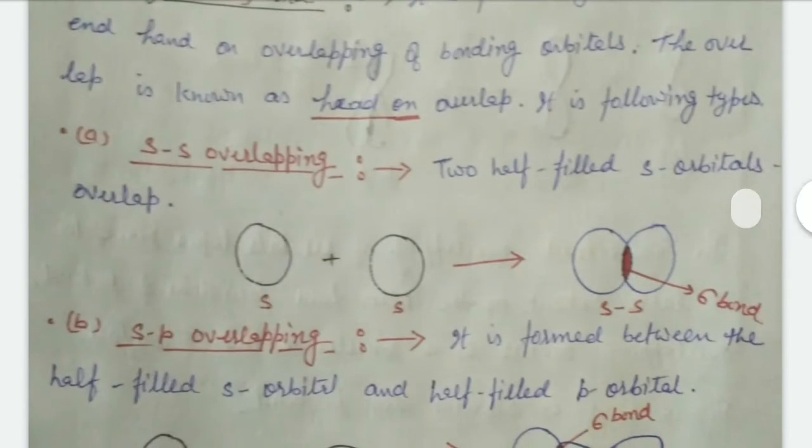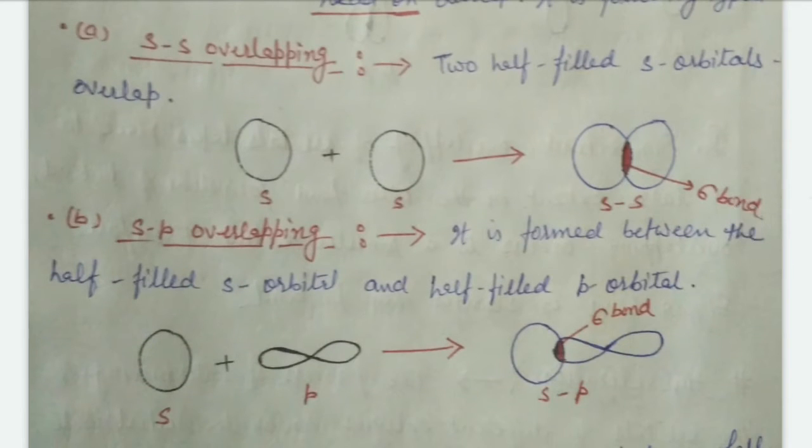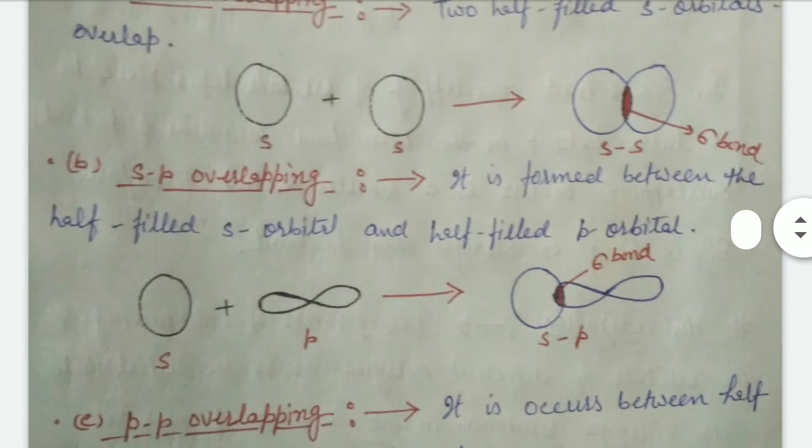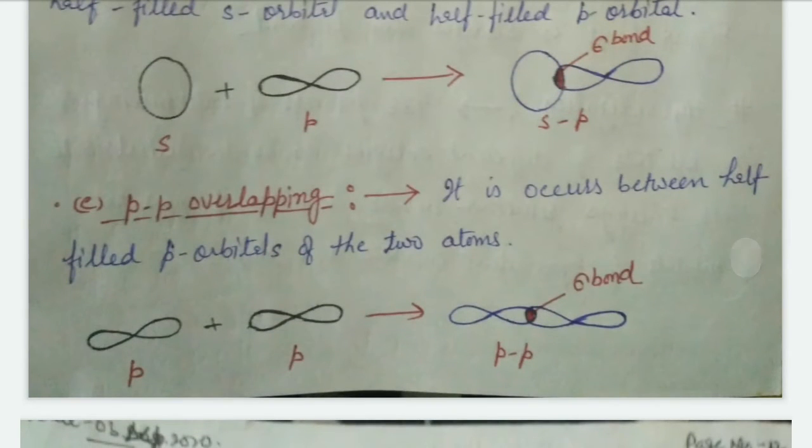It is of three types. First is ss overlapping: two half-filled s orbitals overlap, s and s, to form a sigma bond, like this, as given in the picture. Sp overlapping is formed between a half-filled s and a half-filled p orbital. P orbital has a double shape, so they always form a sigma bond. It's called sp overlapping. Third is pp overlapping.